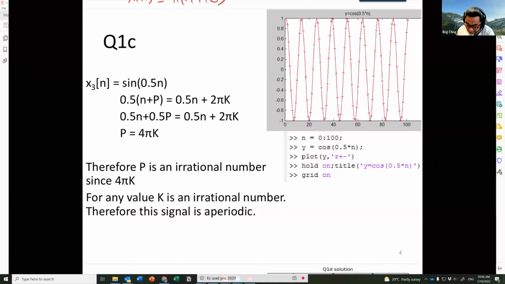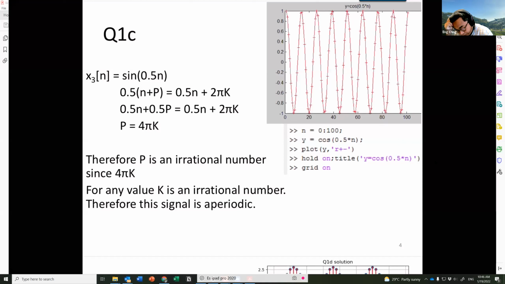Now, in question 1C, it's even more strange than the previous question. Again, you think that it is nothing but x of n equals sine of omega n, and now omega is simply 0.5. What's wrong with that? That means every step, from n to n plus 1, we are moving by 0.5 radian. It seems that there is nothing wrong with this equation. And because it's sine, you would think that it is periodic, but it is not. And let us see why.